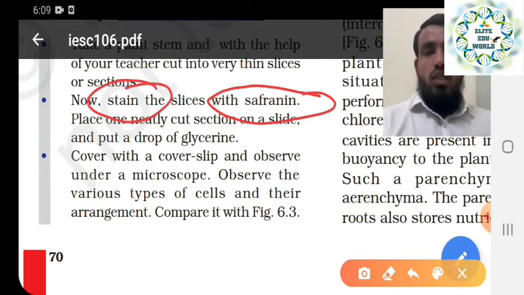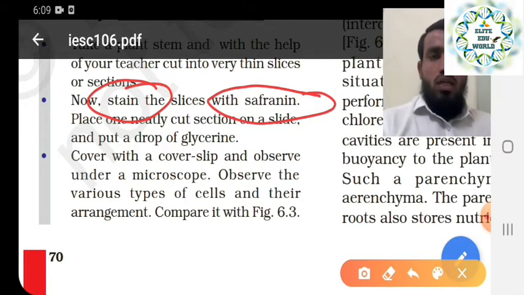If you do not use the stain and just want to look at this under the microscope, it will not look very visible. That is why we are using a stain, and here the stain is called safranin. There are many kinds of stains. Methylene blue is also used when we want to see the cells of human beings. Safranin is suitable for this slide.